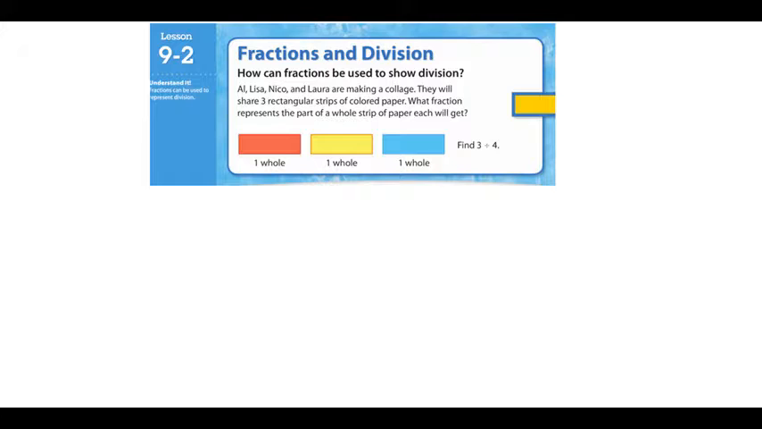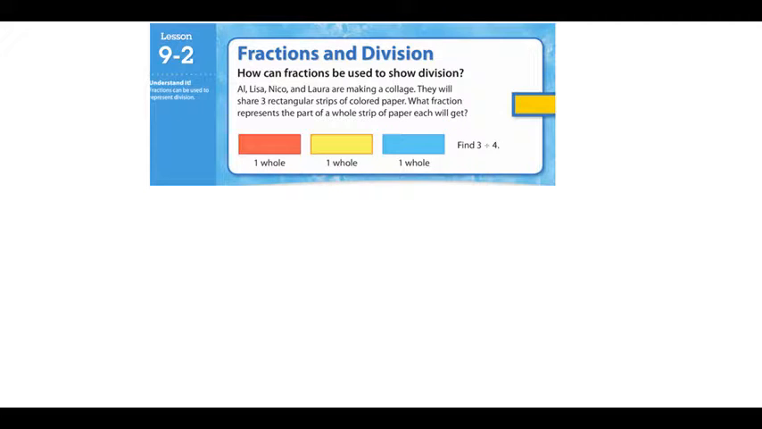So let's go ahead and read this story problem first at the top of page 224. It says, how can fractions be used to show division? Al, Lisa, Nico, and Laura are making a collage. They will share 3 rectangular strips of colored paper. What fraction represents the part of a whole strip of paper each will get?